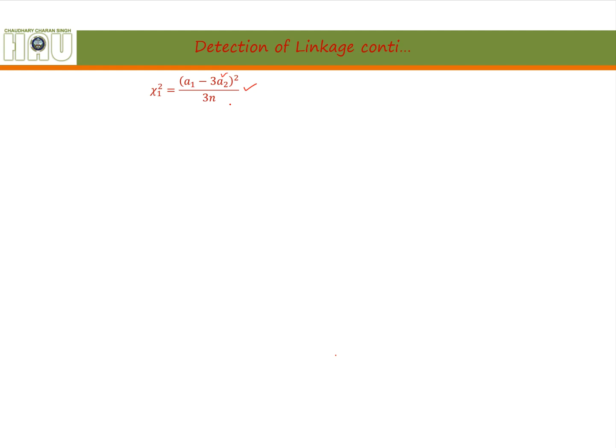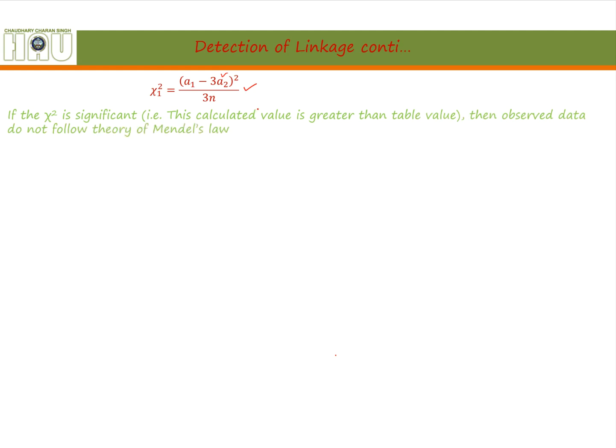If this chi-square is significant, that is, the calculated value is greater than the table value, then we can say that the observed data do not follow the theory of Mendel's law of segregation.